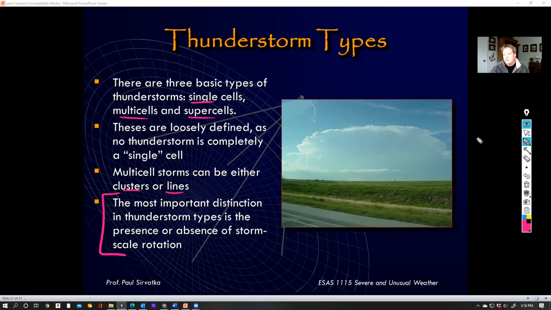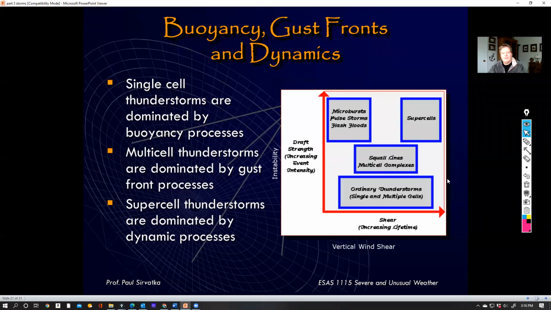Gee, I wonder if this page is important. I'm thinking maybe it is. So this diagram is in the notes. We have talked about this, or we will be talking about it if we haven't done so yet. But if I increase draft strength, which is going to be instability, up, dry air down, and then vertical shear increases the longevity, the lifetime. So when I've got air over here, low intensity, single cell, more shear, maybe multi-cell.